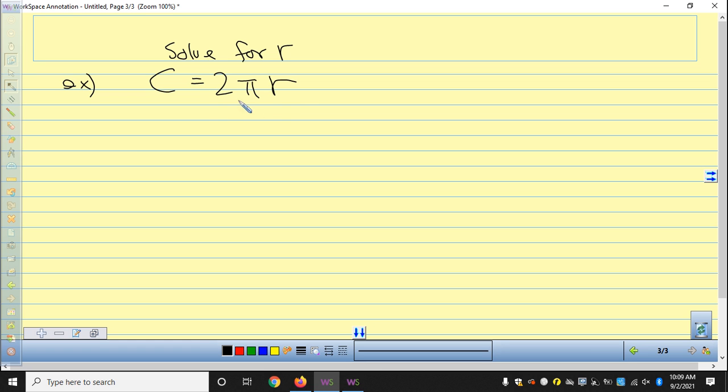So what is this 2 pi doing to the r? Adding, subtracting, multiplying, or dividing? If we write them next to each other like that, it's multiplying, so we are going to undo multiplication with division. So we divide by 2 pi. The 2 pi divided by 2 pi, those go away, and I get r equals C divided by 2 pi. And we're done. So the radius of the circle is the circumference divided by 2 pi.